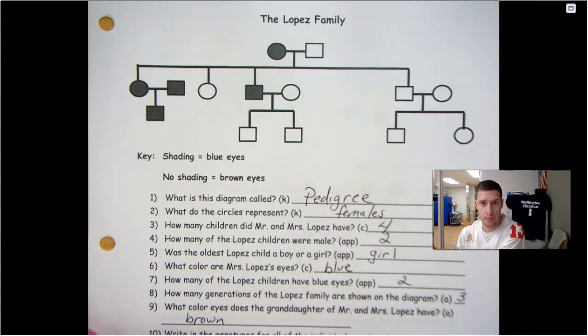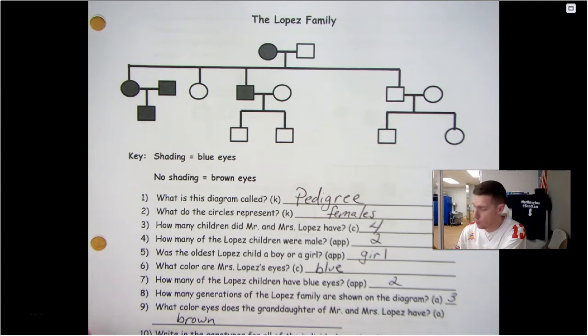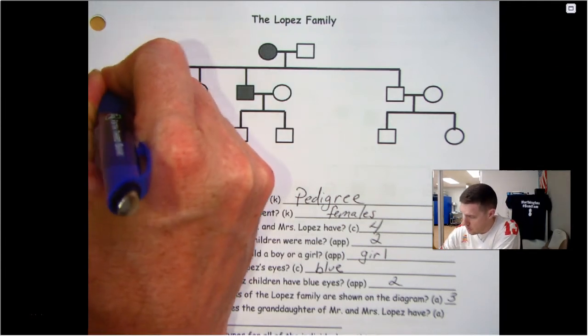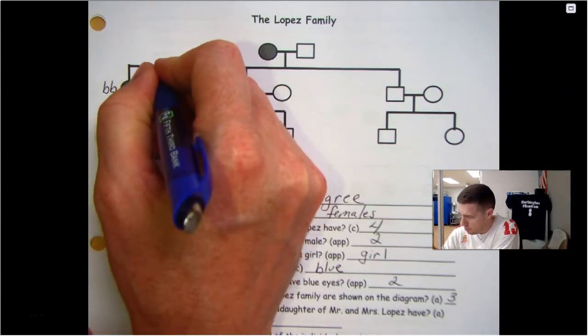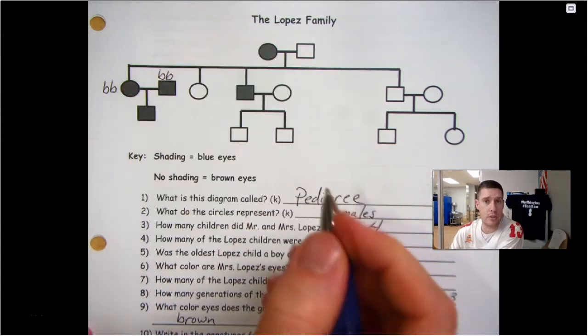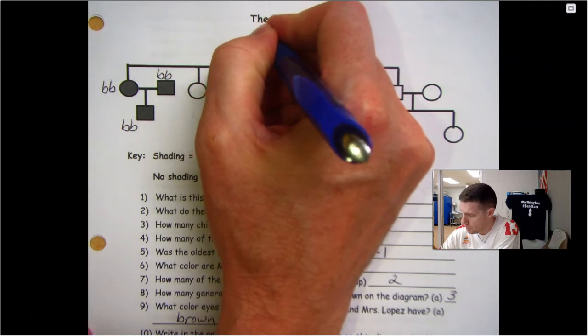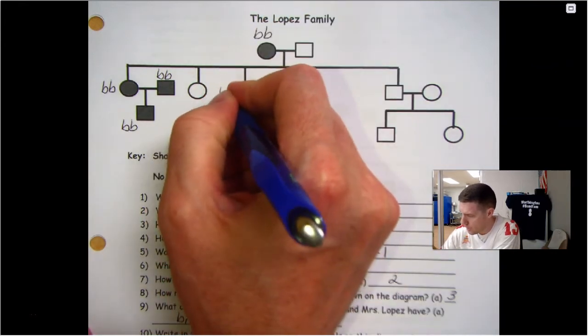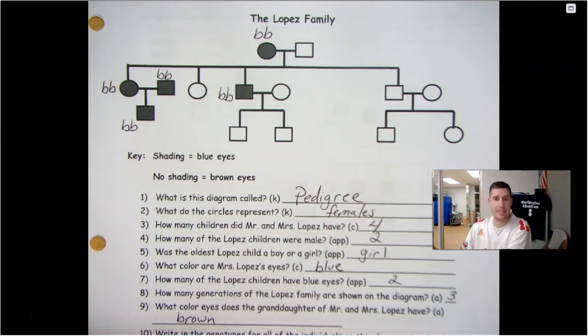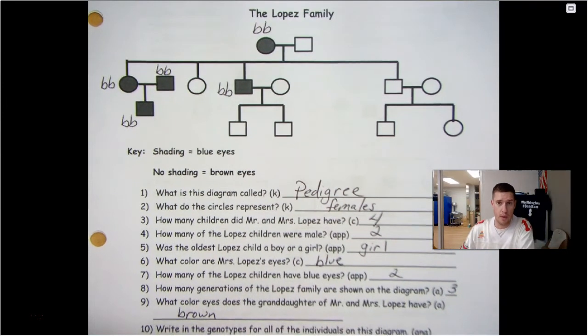So here's what we'll do. For all the shaded in shapes, go ahead and write this genotype above or right next to those individuals. Okay? Wherever you can, just write them along there, right in there. Okay, that's easy.